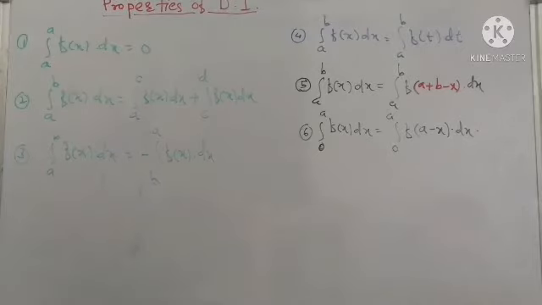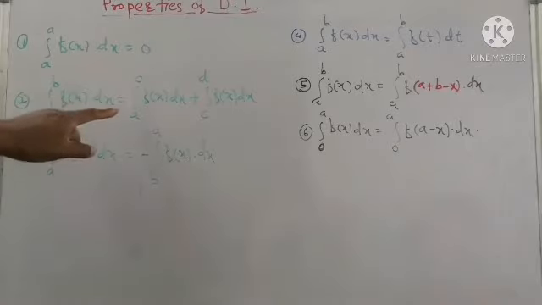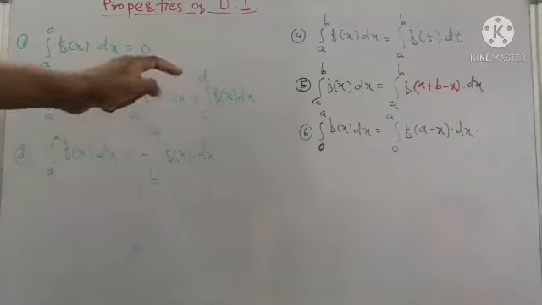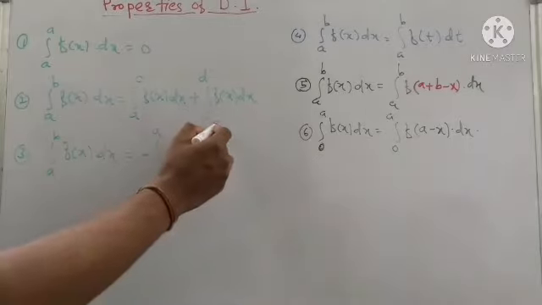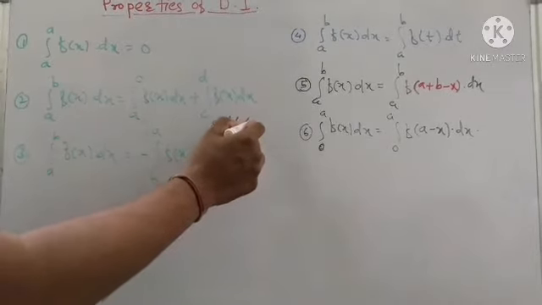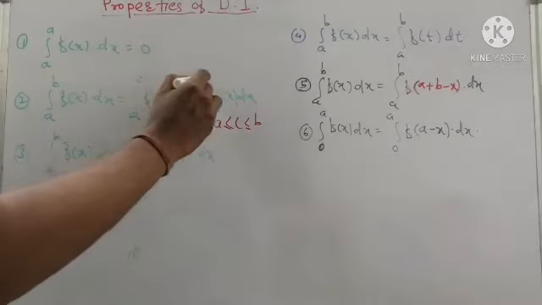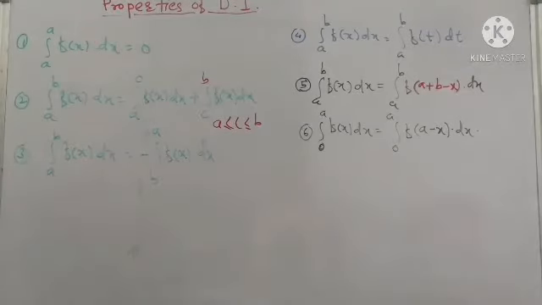The second property is again a simple property, in which we divide the integral. Integration from a to b of f of x dx is equal to integration from a to c plus c to b. You can understand here that a is less than c and c is less than b. That means c is a number in between the upper limit and lower limit. Then we can change the interval of limit from a to b into a to c plus c to b.